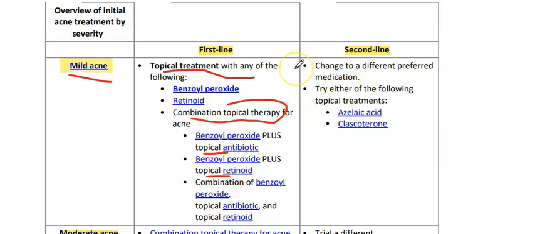If the first line is not effective or the patient has some contraindications, we can give second line. So try any of the following topical treatments like azelaic acid and clascoterone, which is an anti-androgen.